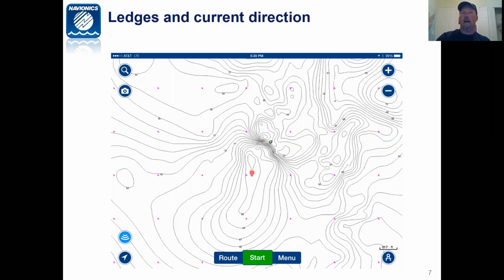Now let's say we've got a south to north current. Current's going this direction. Now if you're marking fish, there's the ledge, and you drop your anchor. For one, good luck getting your anchor back. For two, you're sitting here. So you're chumming into this open water.